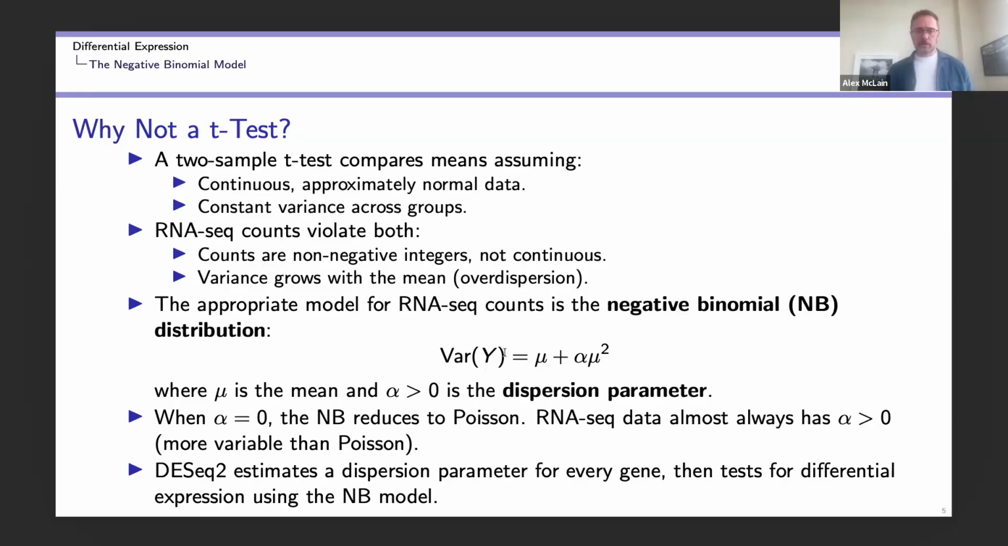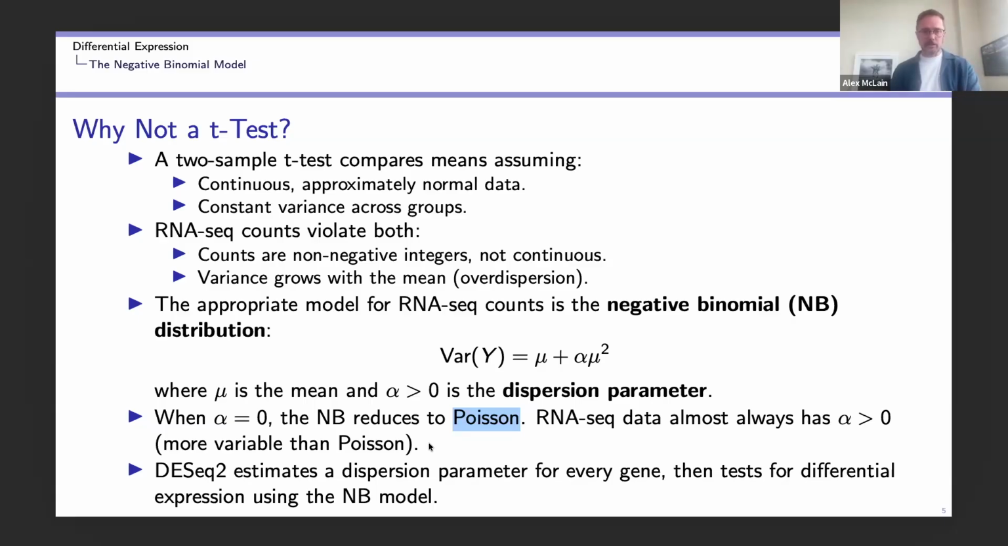So the variance is a quadratic function of the mean, and how strong that quadratic curve is is controlled by this alpha dispersion parameter. If alpha is equal to 0, then it's not quadratic. It's just linear in the mean, which is the same as the Poisson distribution. RNA-seq data almost always have alpha greater than 0, so they have more variance than the Poisson.